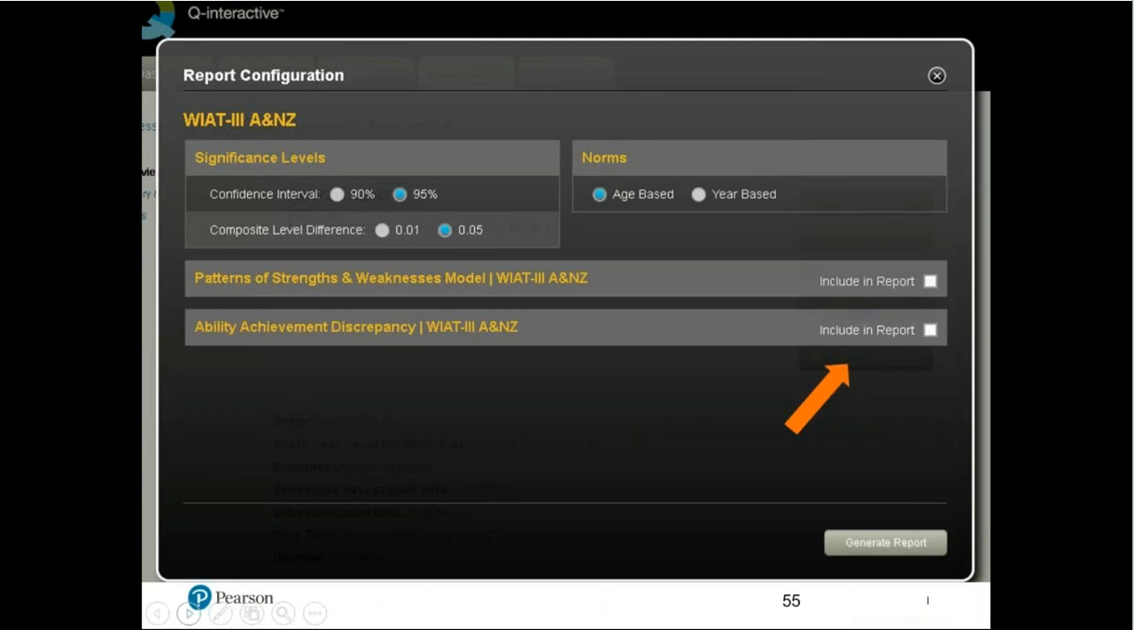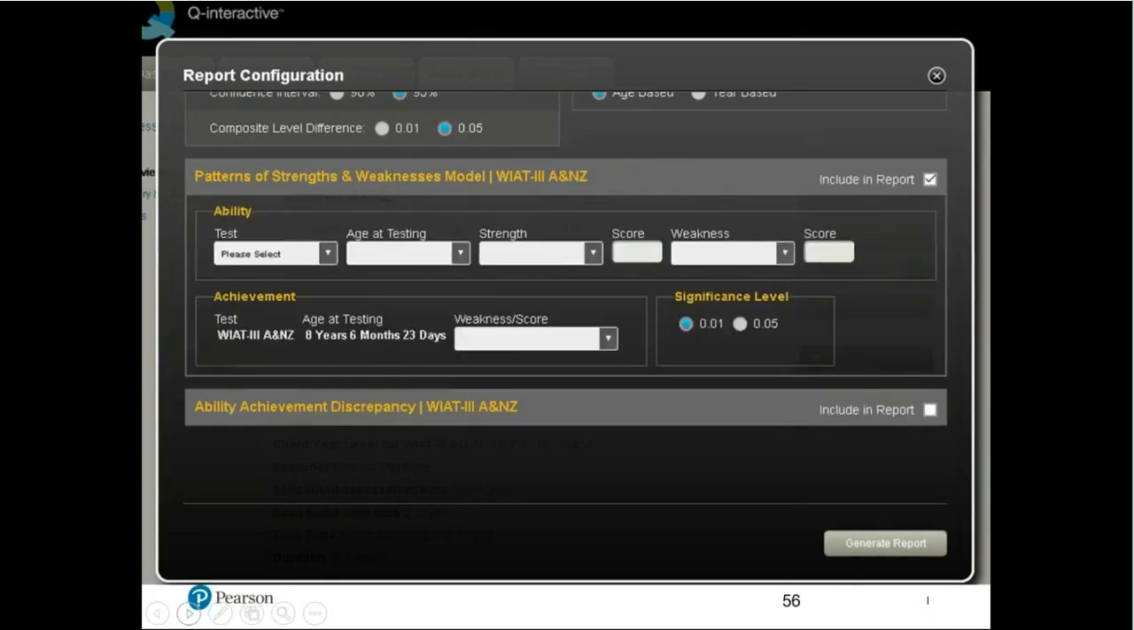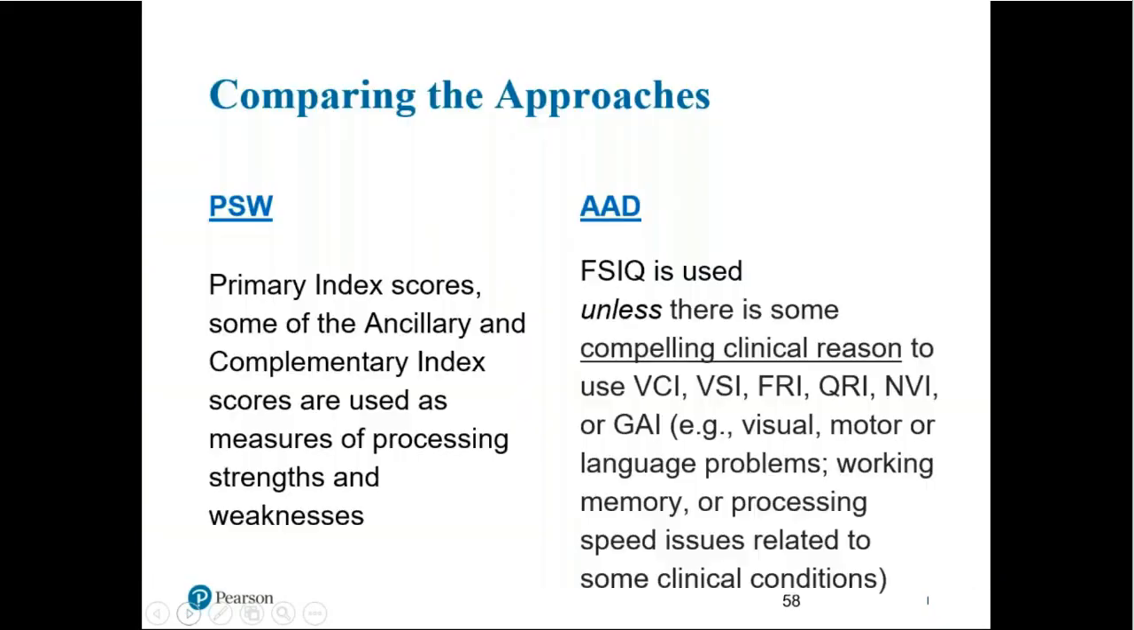A little bit different, however, so we still have to select age-based norms and we tick the box to include in the report either the patterns of strengths and weaknesses and/or the ability achievement discrepancy. And then the processing is exactly the same. So before we see this actually in a model with the statistical comparisons and analyses completed, let's just have a comparison of these approaches.